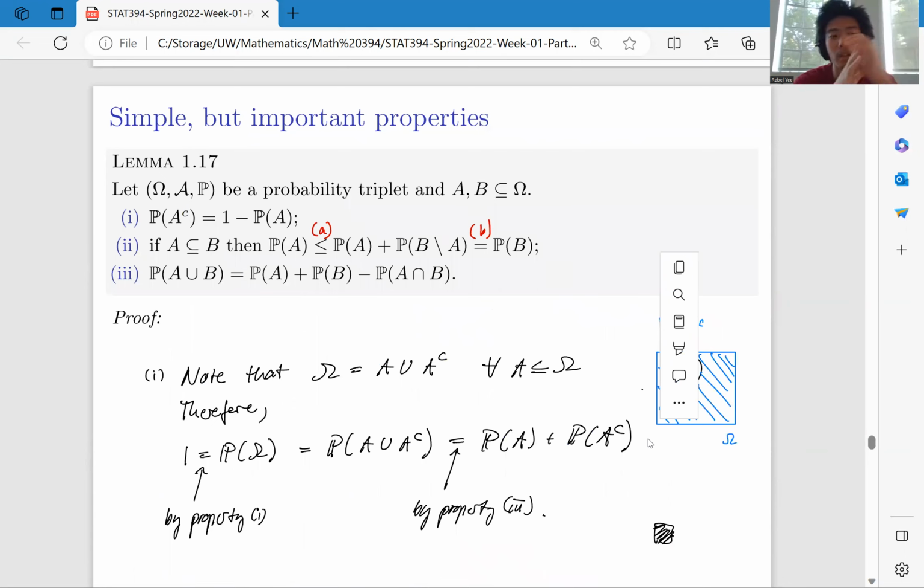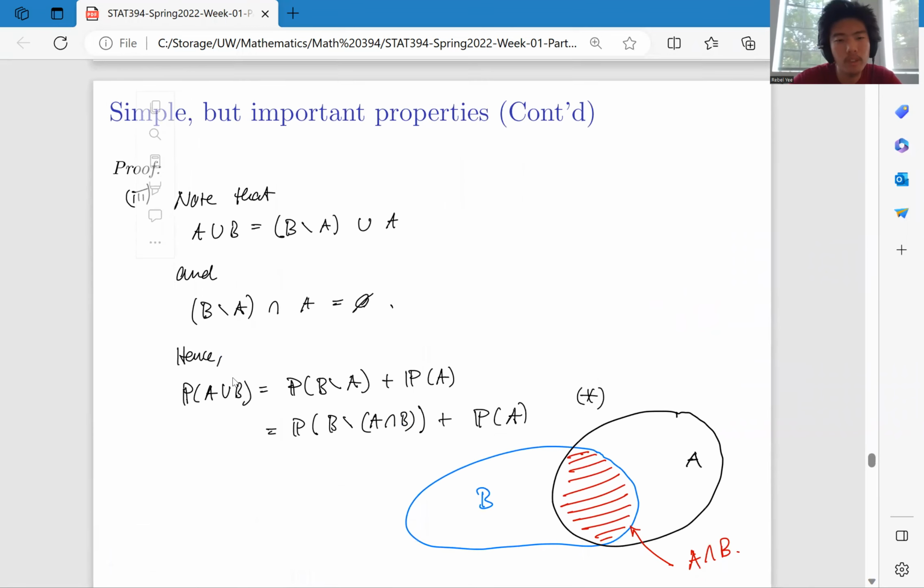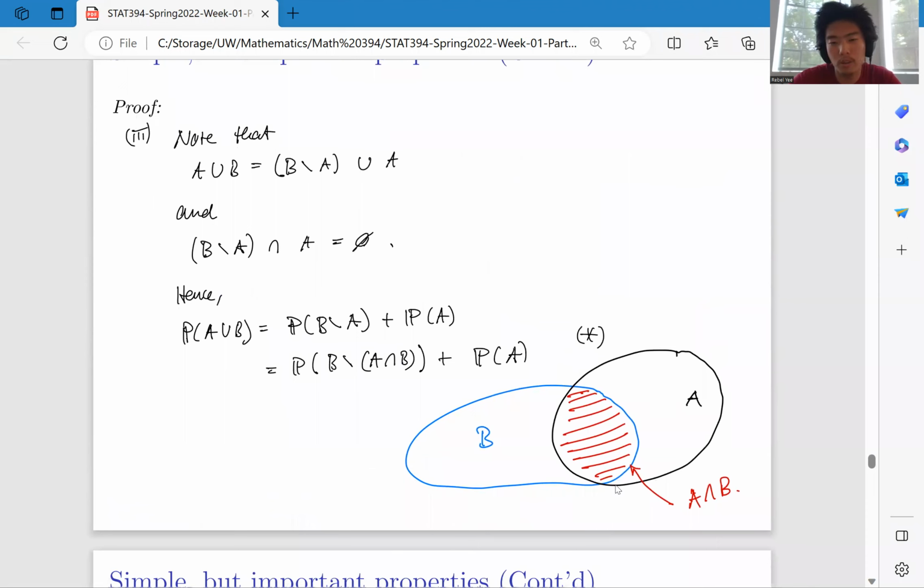And for the third property, what if we want to say the probability of A union with B is equal to P(A) plus P(B) minus P(A intersection with B)? This is really fun to watch, the proving process. So here we will draw a diagram to show the relationship between A and B.